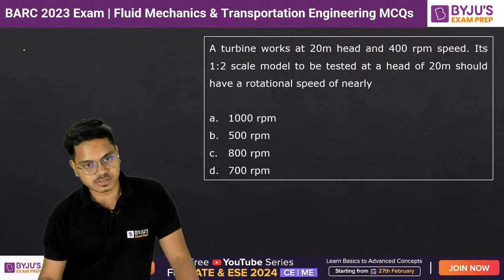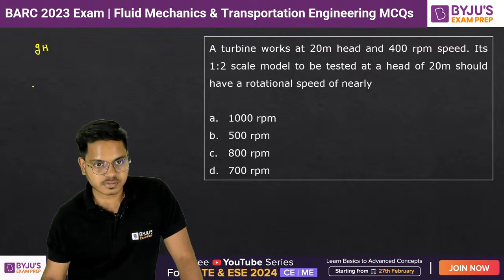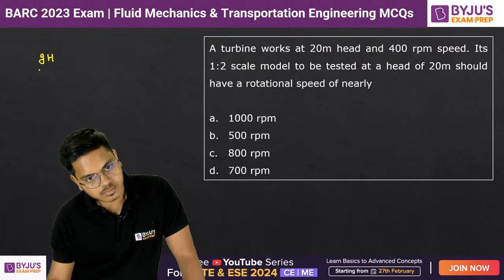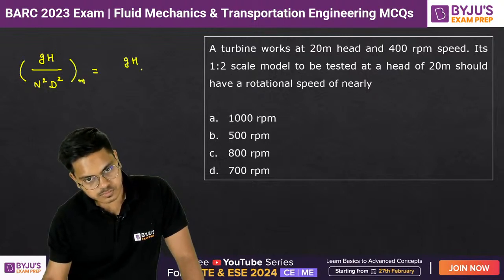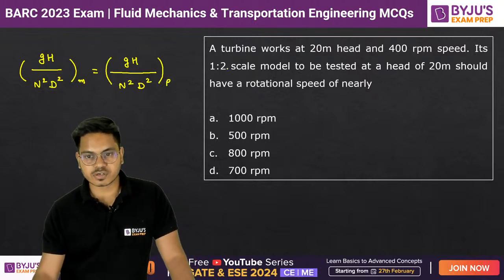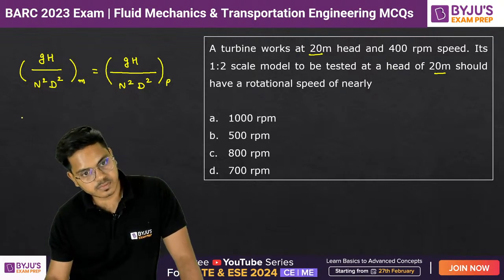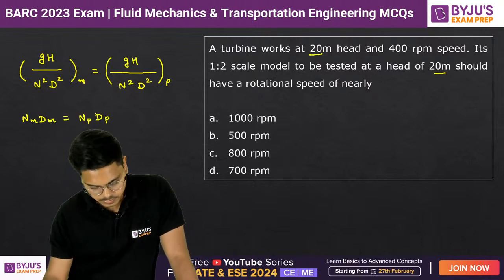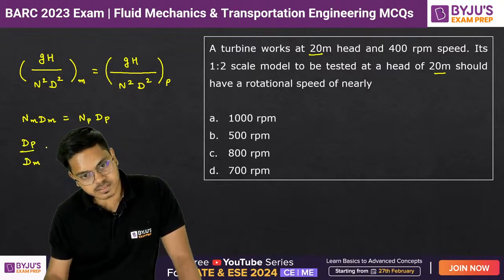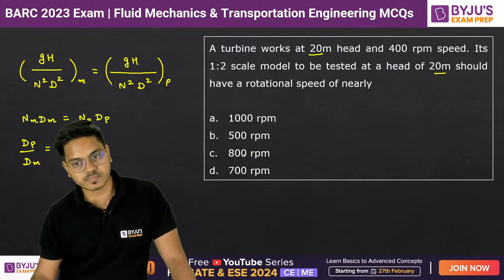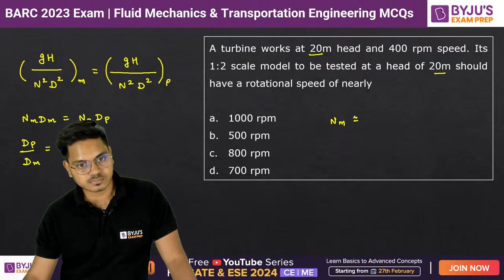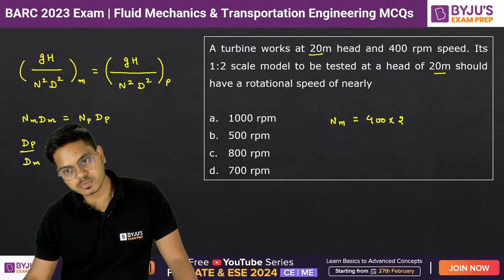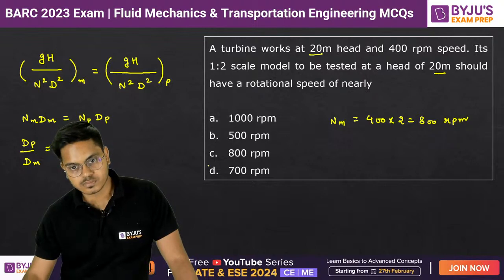For similarity, we know that gH by N square D square for model should be equal to that of the prototype. But for the same head only we are talking about, correct? Same head only. So for same head, we know NmDm will be equal to NpDp, right? Dp by Dm, the length scale ratio, is given to us as 2. This 2 is given, so Nm will be equal to Np, that is 400 into 2, 800 rpm, which is option C.